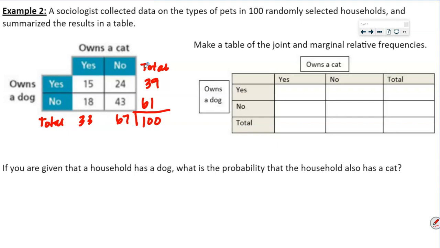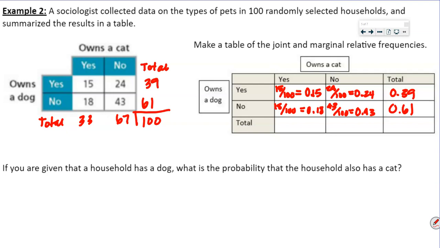Okay, so to find these marginal and joint relative frequencies, we're going to divide those numbers by our total. So for this one, we're going to do 15 divided by 100. And that would be equal to 0.15, right? Same thing with the rest, okay? So we're going to do 24 divided by 100. That would be equal to 0.24. 39 divided by 100 is going to be 0.39, okay? You'll see what we're doing? Again, 18 divided by 100, that's going to be 0.18. Same thing with 43. 43 divided by 100, 0.43. And then this is going to be 0.61.